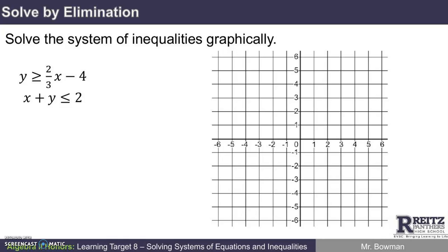Okay, let's try another one. I'll do this first one, I think, in red. y is greater than or equal to 2/3 x minus 4. It has a y-intercept of negative 4. It has a slope of 2/3, up 2 and right 3, or down 2 and left 3. That's a solid line, isn't it? Which way will we shade that one? If x is 0, I need y is greater than negative 4. I need all this stuff this way.